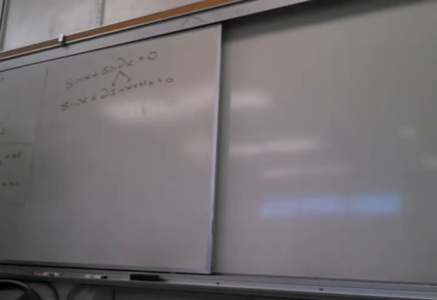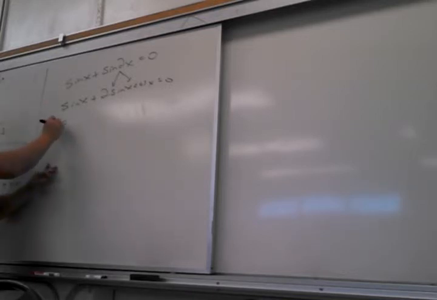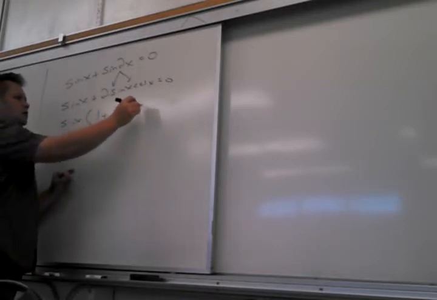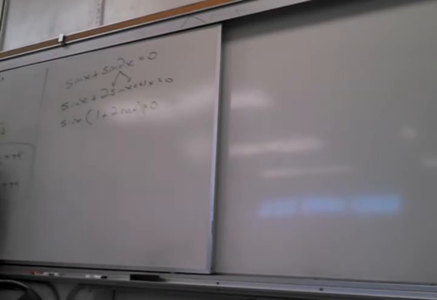And then what do I do here? Factor sine x out. So I get sine x times 1 plus 2 cosine x. And then, of course, we know how to solve an equation from there. We factored it so that we could do what?